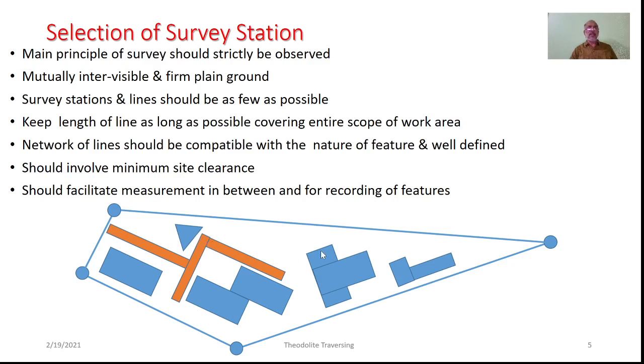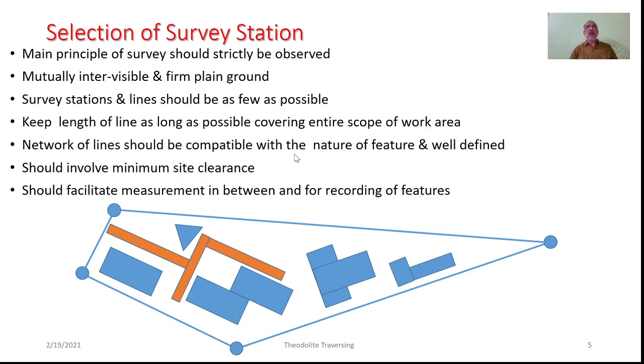and more time. Hence, to have the resources effectively utilized, the network of survey lines should be well defined and should be compatible with the extent of that particular features. As well, it should involve minimum site clearance. So from the nature point of view, the protection of environment point of view, to save the resources point of view, this point is very much essential.